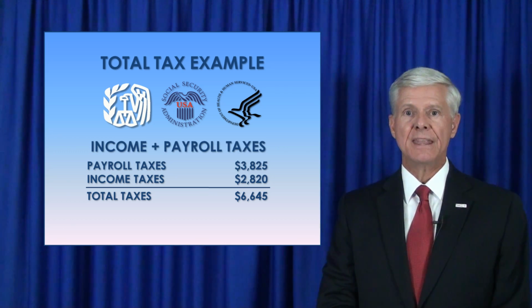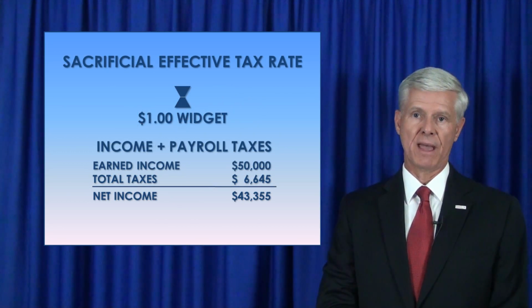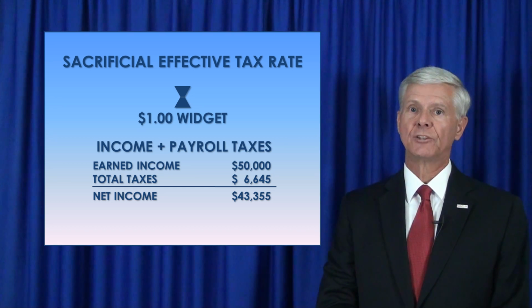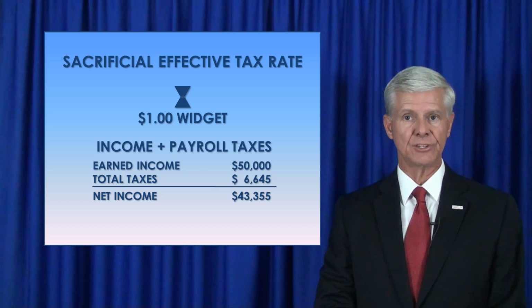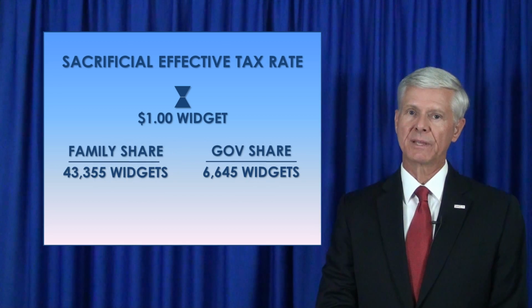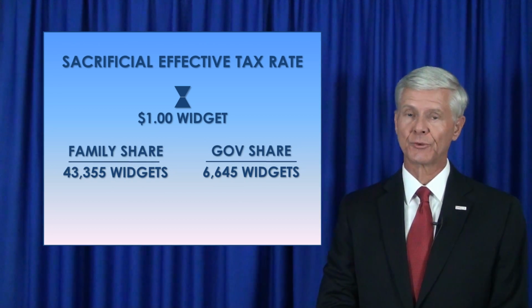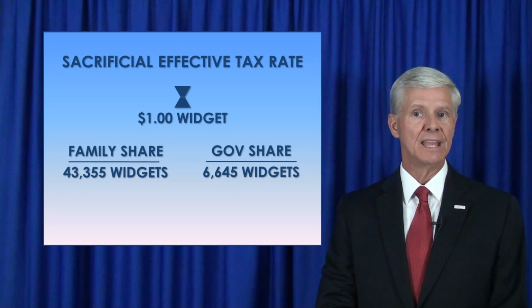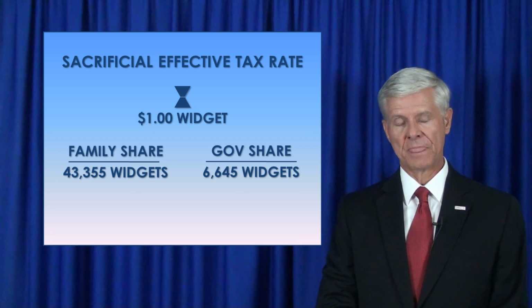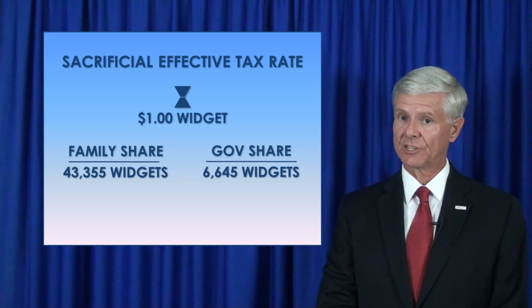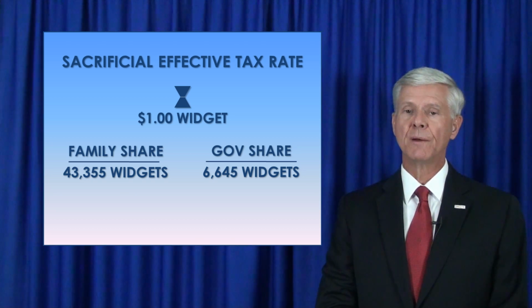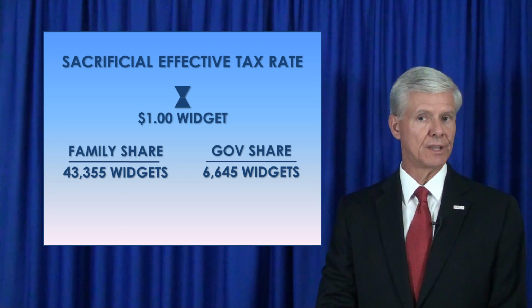$6,645. Next, we subtract the total tax amount from the family's earned income amount of $50,000 to determine how much money they have left, which is $43,355. With this amount, the family can buy 43,355 widgets that each cost $1. The remaining widgets, which they cannot buy, 6,645, are the number of widgets sacrificed to the government.